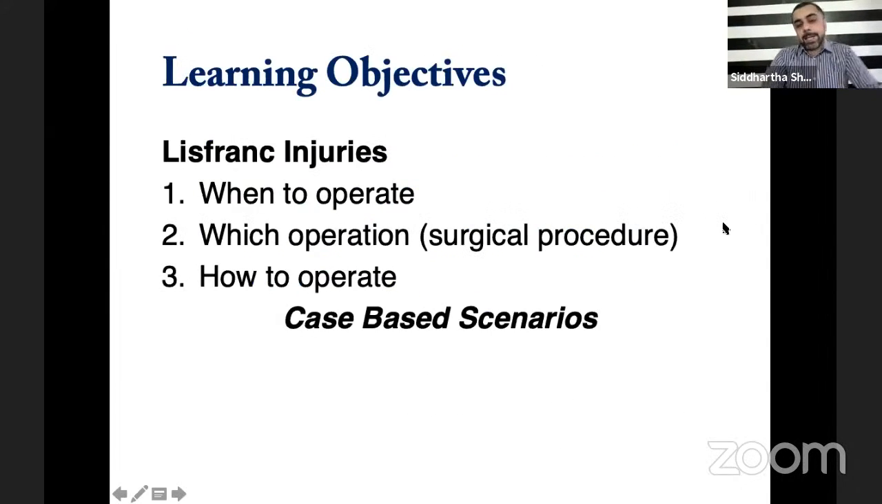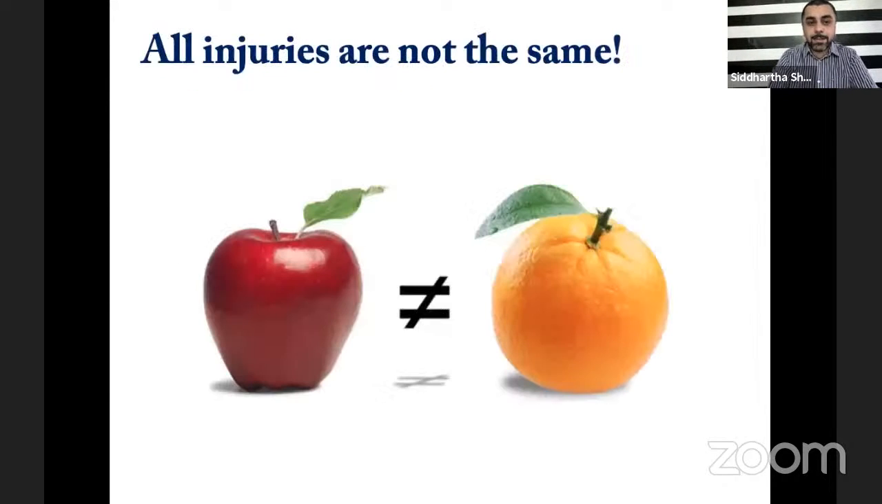The learning objectives of this talk are very simple. We will be talking only of the operative management because this is a very vast topic. I will be discussing when you operate these injuries, which procedure you should do for which type of injury, and how you operate them. Mind you, this is all based on case-based scenarios.